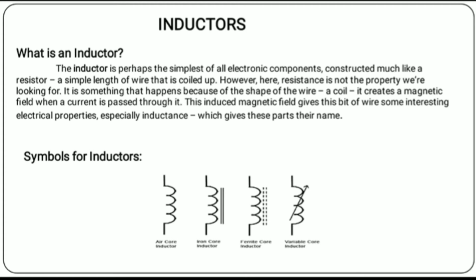And we can clearly see the symbols of inductors. The first symbol is the air core inductor, and the next one is the iron core inductor. The third one is the ferrite core inductor, and the last one is the variable core inductor. In the upcoming slides, we will see all these types of inductors.